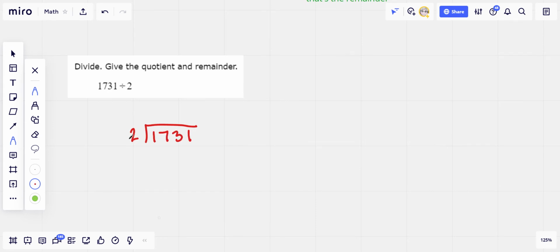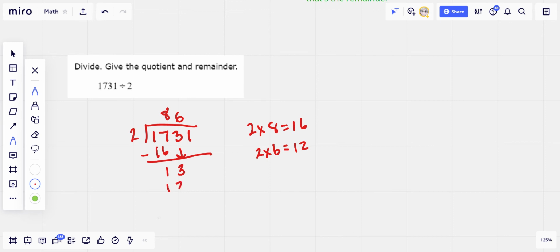So let's see, 1 we can't divide by 2, but 17 we could. And I know pretty quickly that 2 times 8 is 16. So that seems like the right candidate. 17 is just one more than that. So if I put an 8 up here, I would get 2 times 8, that's 16. Then we'll subtract, and we get a 1 here, and we'll bring down the 3. So now I've got 13, and it's easy with the 2s because I know my 2 multiplication tables pretty well. 2 times 6 is 12, so I think that's the one to use there. So I'll put a 6 up here.